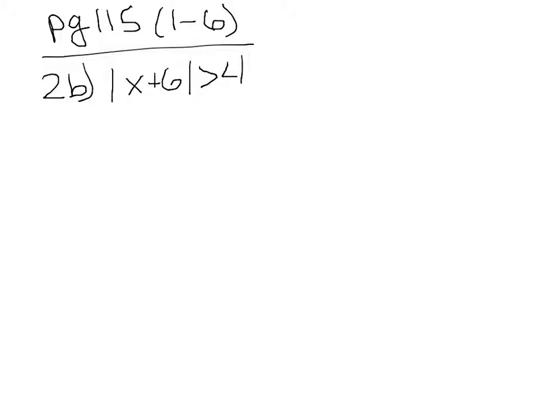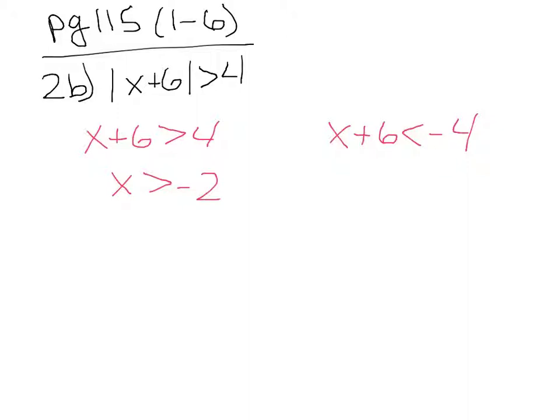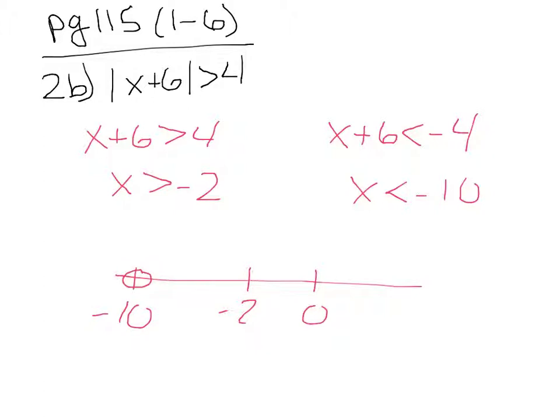Okay, again, absolute value, x plus 6 is bigger than 4. x plus 6 is less than negative 4. Minus 6, and, right? So now if we graph this, here's 0, negative 2, negative 10. We want to be less than negative 10. We want to be bigger than 2. So it's going away from each other.